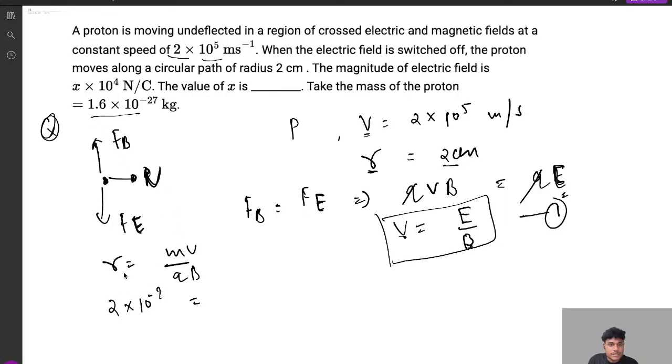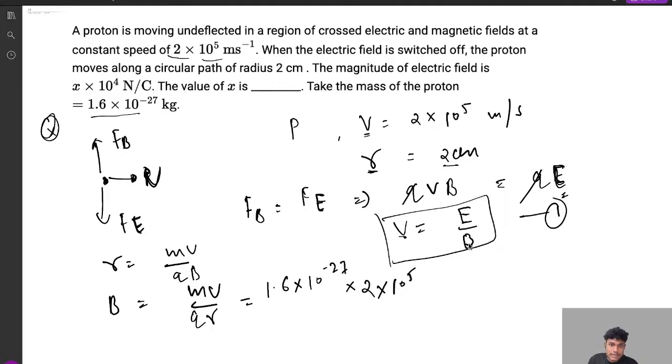What is our B? Let me directly write it in the B form. Here B is equal to mv by qr. From here we get m is 1.6 × 10^-27. What is v? That is 2 × 10^5. I was just thinking, if I put this whole B here, can this cancel out? v cancels out, it becomes a square, it does not cancel out that.